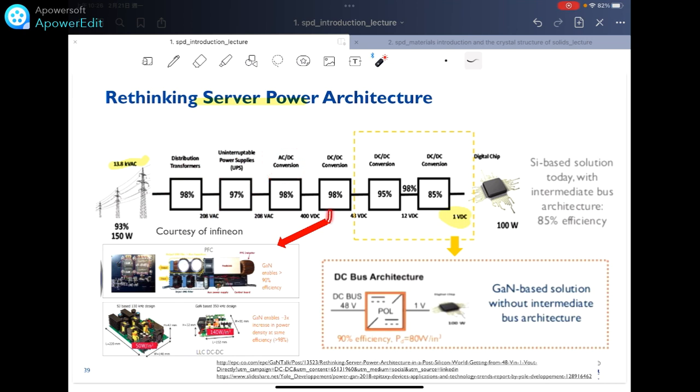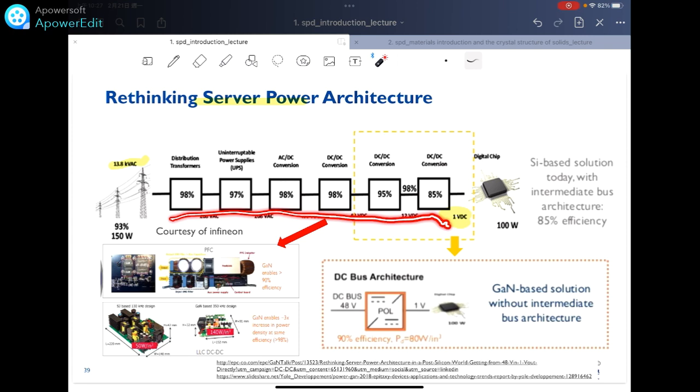And now we have the 400 volt DC voltage. And also we need another stage, 400 volt to 48 volt here. So that's also related to the DC to DC. And also we have 48 volt to 12 volt and 12 volt to 1 volt here. Because it's not possible for a device to directly transform such high voltage AC to the 1 volt DC, we need to have several different stages here.